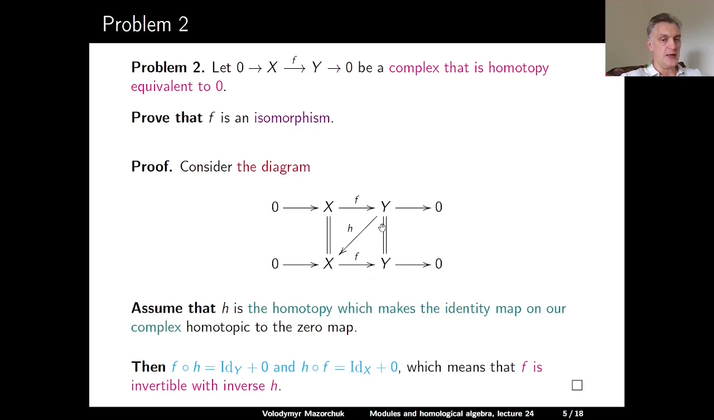At the position Y, we have the identity on Y minus the 0 map on Y is equal to F after H plus the 0 map. And as a consequence of the fact that F after H is the identity on Y, and H after F is the identity on X, we get that F is invertible with inverse H.